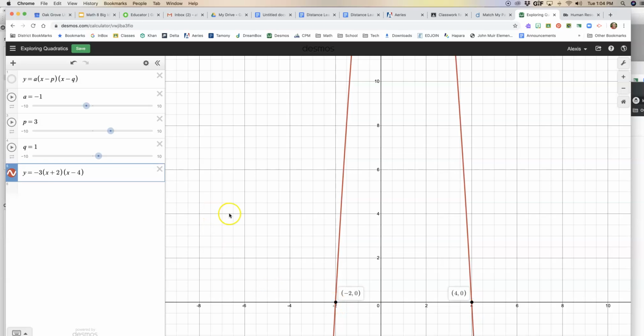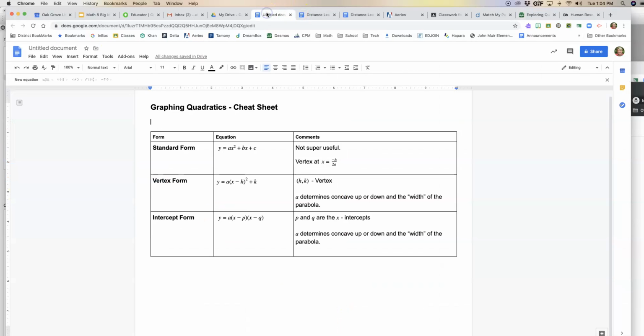Okay, if you have something in standard form, typically you want to convert it into vertex form when possible, or you could turn it into intercept form because you've learned how to factor. Otherwise, you'll have to learn about that next year. Let's just focus on vertex form and intercept form. Now I want you to try that Desmos activity that I've assigned.